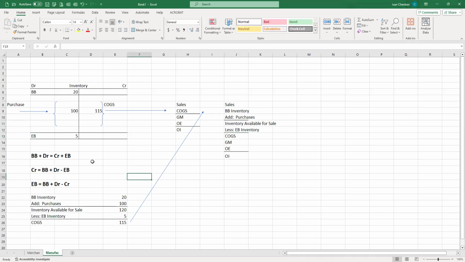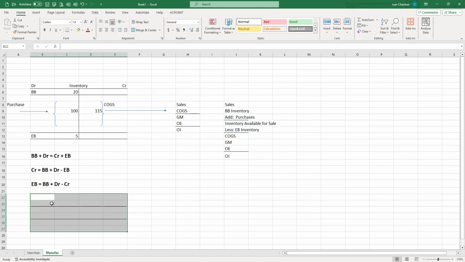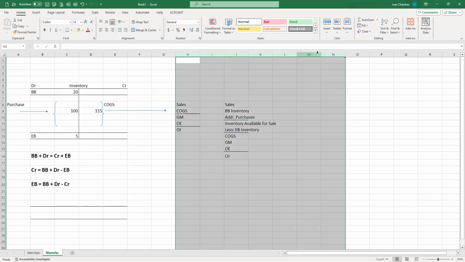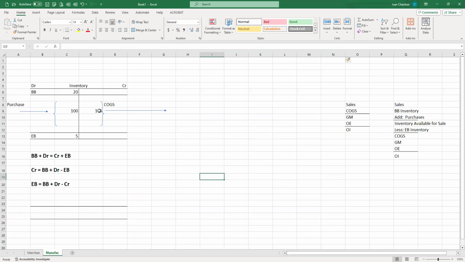Manufacturing company. In a manufacturing company, we need this one, but not yet. This one will disappear. I don't need this one. Or maybe I need it. We'll see. But definitely don't need this one yet. We're going to insert some stuff.